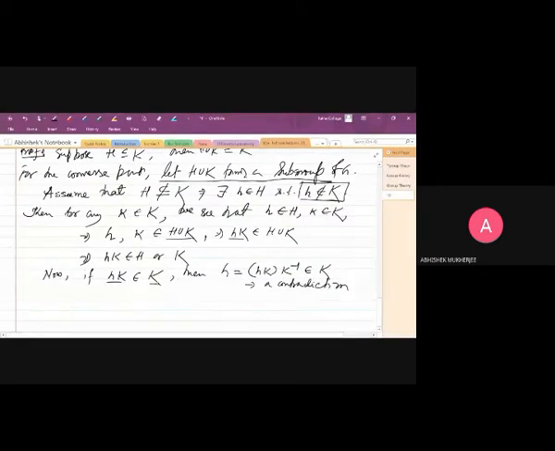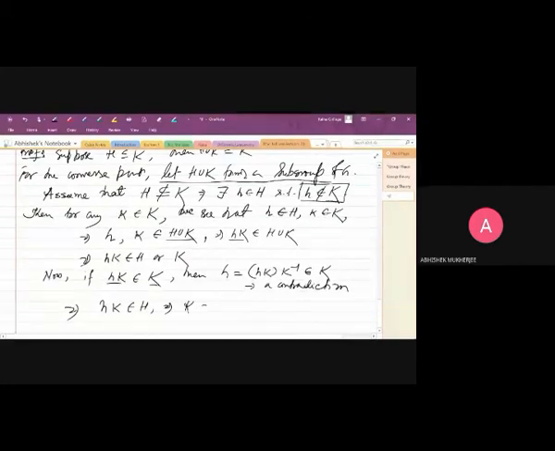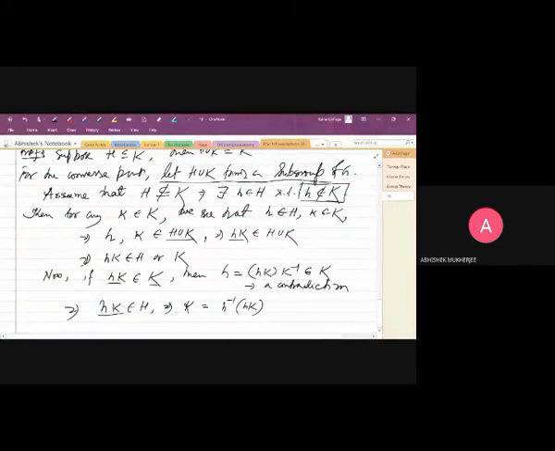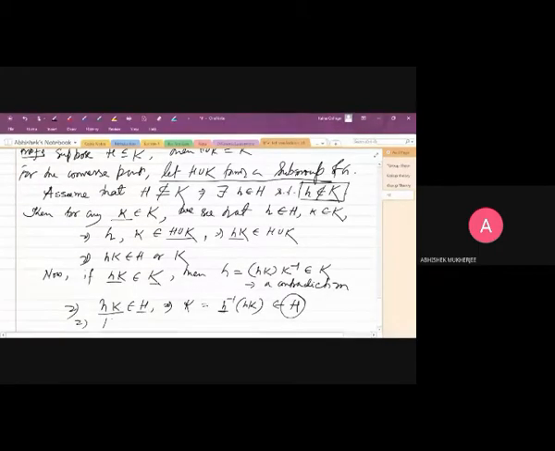And this contradiction implies that hk must be in capital H. It is not in K, so it is in capital H. And this fact implies that small k can be written as h inverse hk, right? Which leads to the conclusion that k belongs to capital H. So for any k, that k must be in H, and this implies K is a subset of H. So whenever you have assumed that H is not contained in K, then the assumption that H union K forms a subgroup implies that K is contained in H.